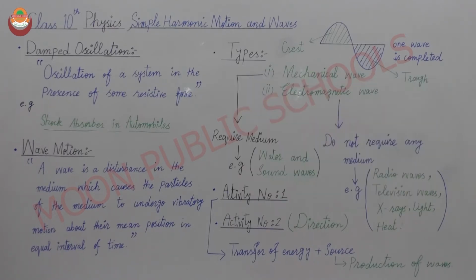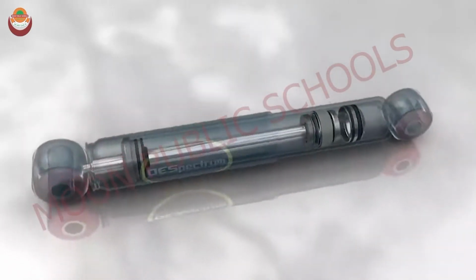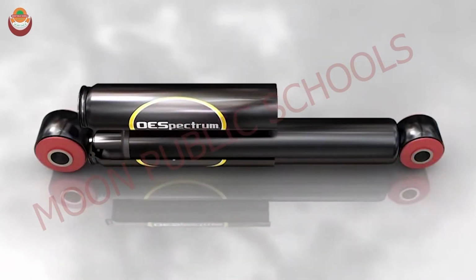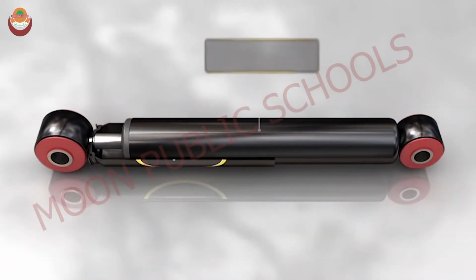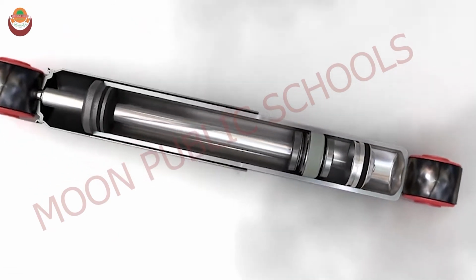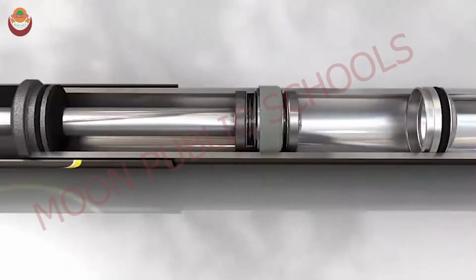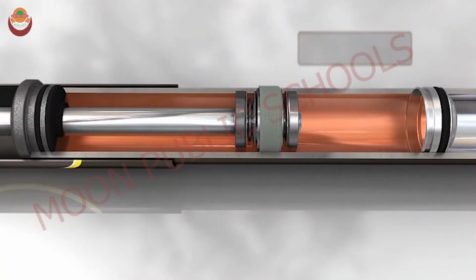Now move toward the example. We can take the practical application of damped oscillation: the shock absorber in an automobile. In this figure, you can see the shock absorber. A shock absorber consists of a single tube. Now you are seeing the interior part. It consists of two compartments. These two compartments are separated by a piston.